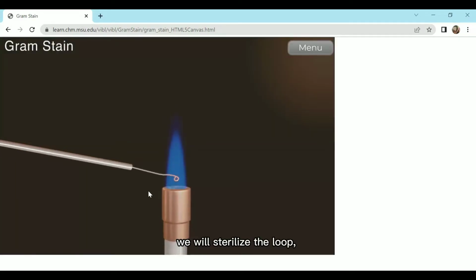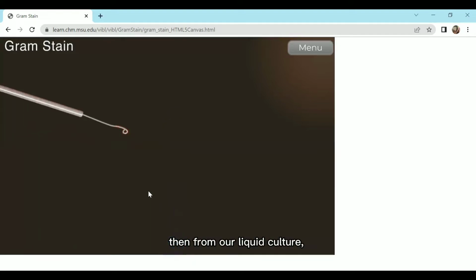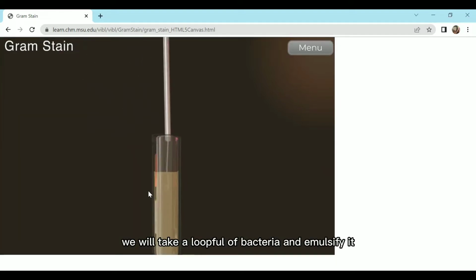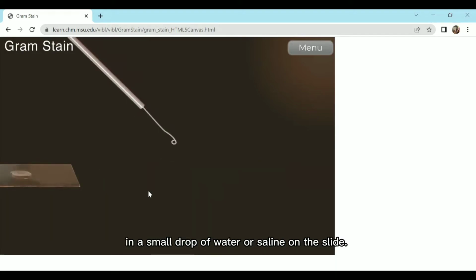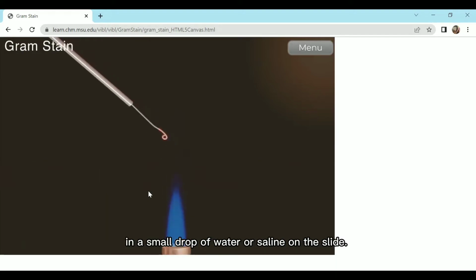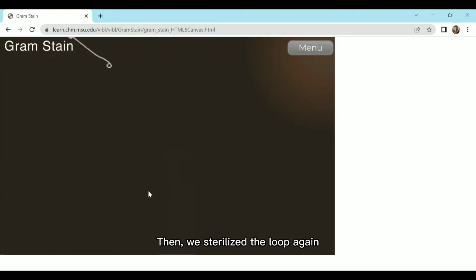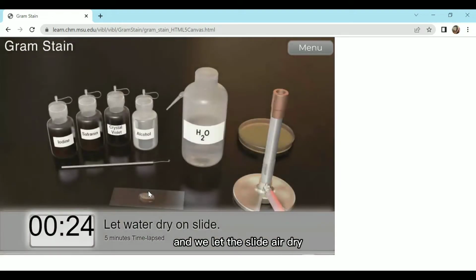We will sterilize the loop. Then from our liquid culture, we will take a loopful of bacteria and emulsify it in a small drop of water or saline on the slide. Then, we sterilize the loop again and we let the slide air dry. All of these were done automatically in the virtual module.